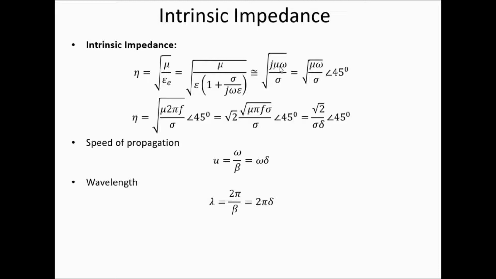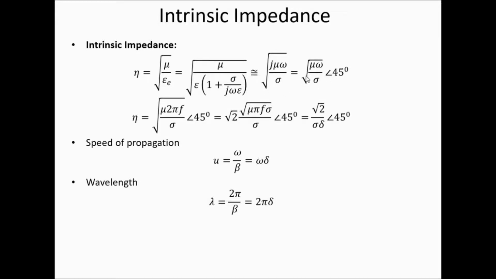So you'll get j mu omega over sigma. Here you see this is an imaginary component with magnitude omega mu over sigma, so the amplitude is omega mu over sigma, and the square root of j is 90 degrees. If you take the square root of j, that will be 45 degrees. So in polar form, the intrinsic impedance has a magnitude of square root of mu omega over sigma, and the phase angle is 45 degrees.